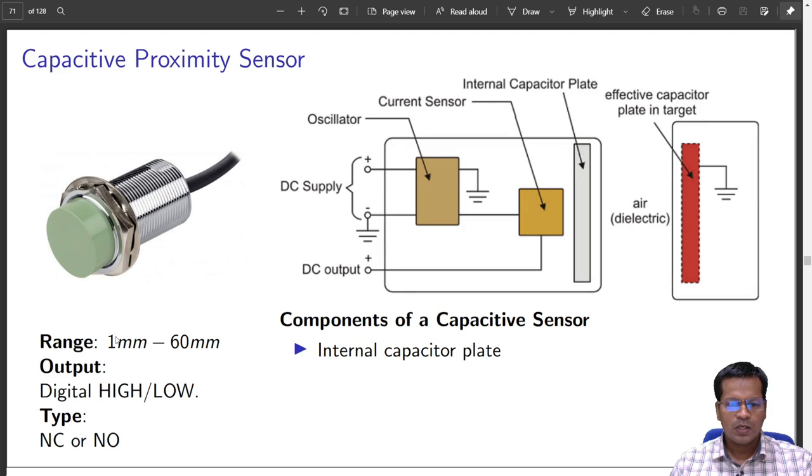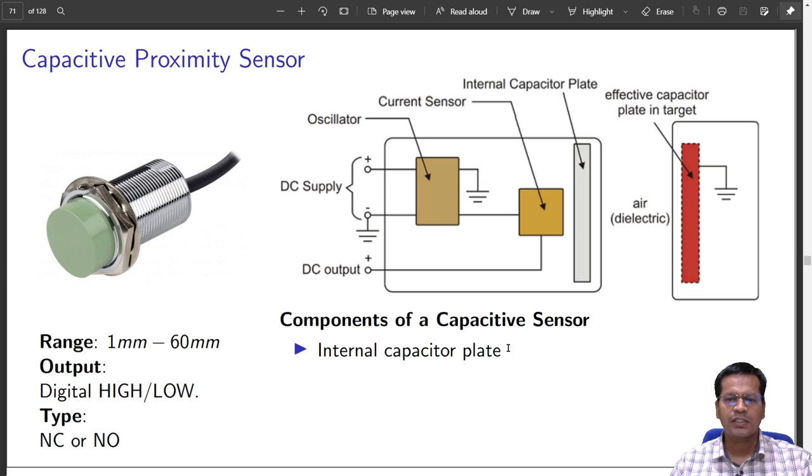Okay, now coming to the capacitive proximity sensor, the system is almost similar. Again, the range is 1 mm to 60 mm. Output can be high or low, digital high and low. The same types are available, normally closed or normally open, NO and NC type.